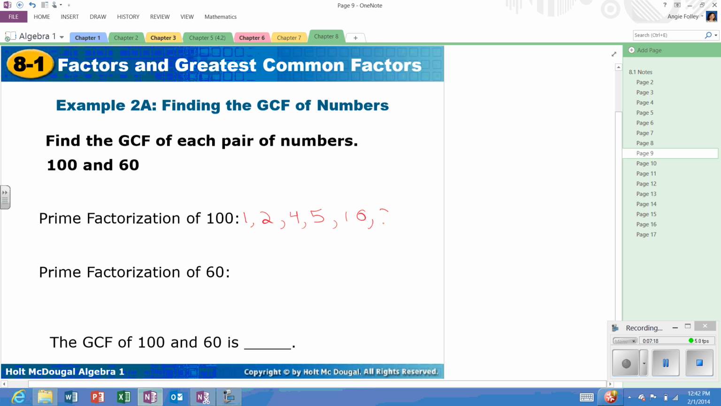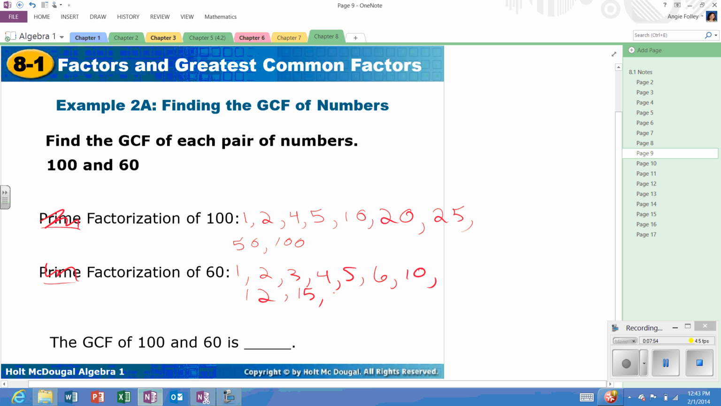So after 10, 20 goes into it. We know that 25 does, 50, and then 100, of course. So now all the factors of 60: 1, 2, 3, 4, 5, 6, 10. This is actually technically not the prime factorization. I don't know why they're writing prime factorization, because prime factorization, again, means all the prime numbers that go into this. We're actually listing out all of the factors right now. So I really don't like how they have that listed.